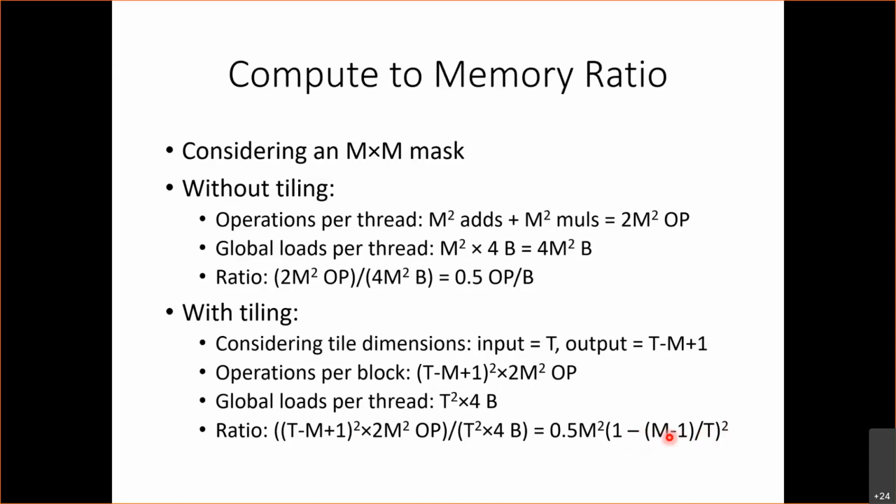Now usually m minus 1, so m is, if we have a mask of size 5, for example, this will be 4. T, for example, is if you have a 32 by 32 input tile. So you have something like 4 over 32, so it's 1 over 8. So 1 minus 1 over 8 is 7 over 8, 7 over 8 squared, so this number is not very, very small. So depending on what m and t are, you'll have something that's of the same order of magnitude as 0.5 m squared.